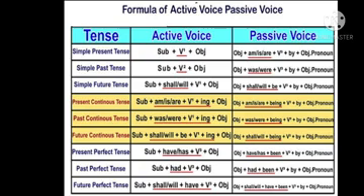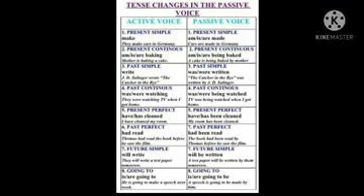And now I'll show you some examples of these tenses, then you will be thorough with it. Some examples in the active and passive voice. First we can see present simple or simple present. They make cars in Germany.